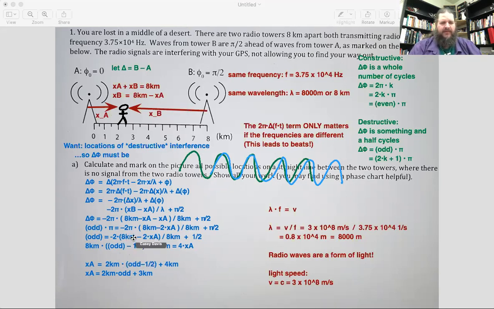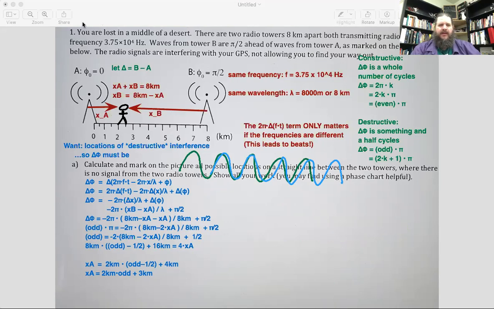Yeah, we did combine some steps in there, but it's all algebra at that point. Now, ultimately we just want some locations where we can stand to get no signal from the radio towers. To do that, we can start filling in some values for odd and see what we get. Let's make a data table of value of odd and value of XA.